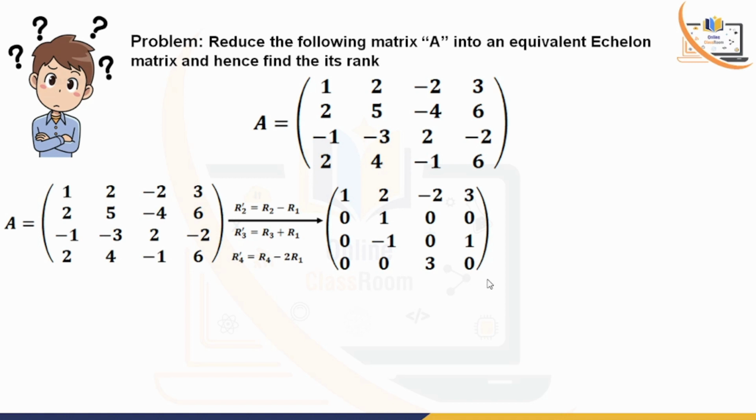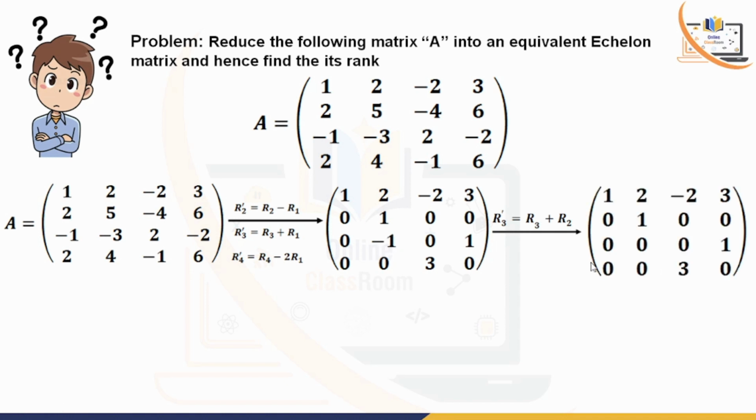Okay, now what is the next target? Using this particular element, we will try to create 0 in this position. Look, if we add these two rows, that will create 0 in this position. That means R3 dashed will be R3 plus R2. This is the operation that will create 0 in this position. So ultimately we get this modified matrix. Look, here the number of leading zeros, this is 1, this is 3, but this is 2.